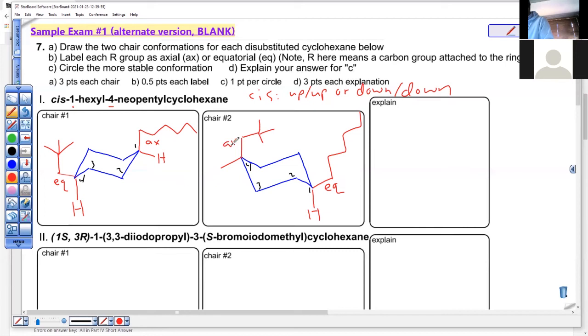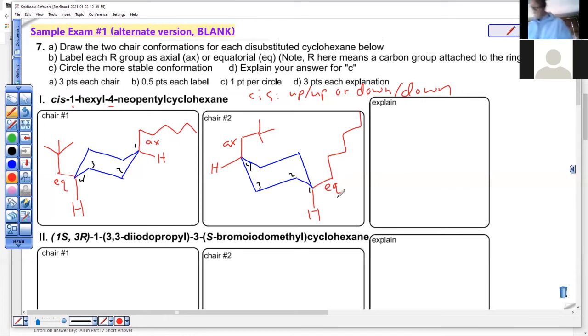And it's still up because in a chair, when it does sigma rotations of bonds, ups stay up and downs stay down. So up hexyl is still up hexyl. Down H is still down H. Up neopentyl is still up neopentyl. Down H is still down H. Equatorial becomes axial. Axial becomes equatorial.